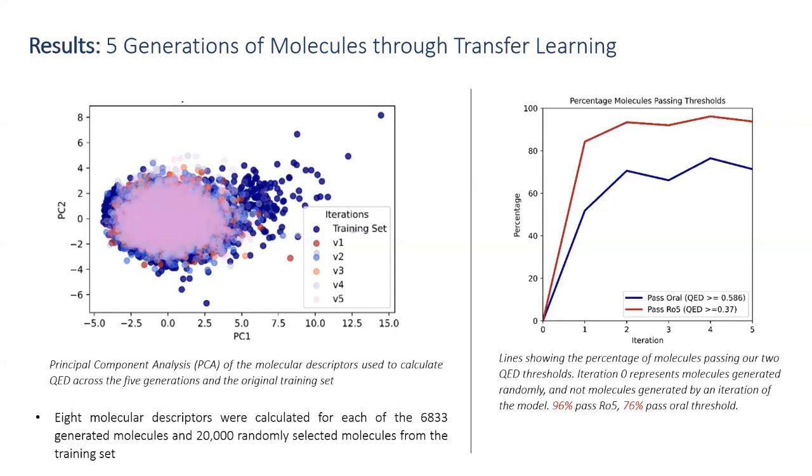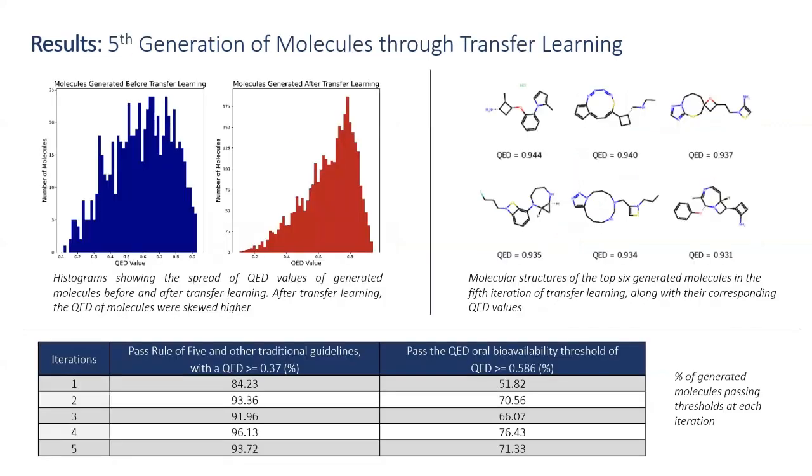Here on the left-hand side, you can also see that before our evolutionary training method, there's a widespread in QED values of generated molecules, whereas afterward, there's a significant skew to the right, indicating that the model successfully learned how to design molecules with these favorable properties, which is seen through a higher QED value.